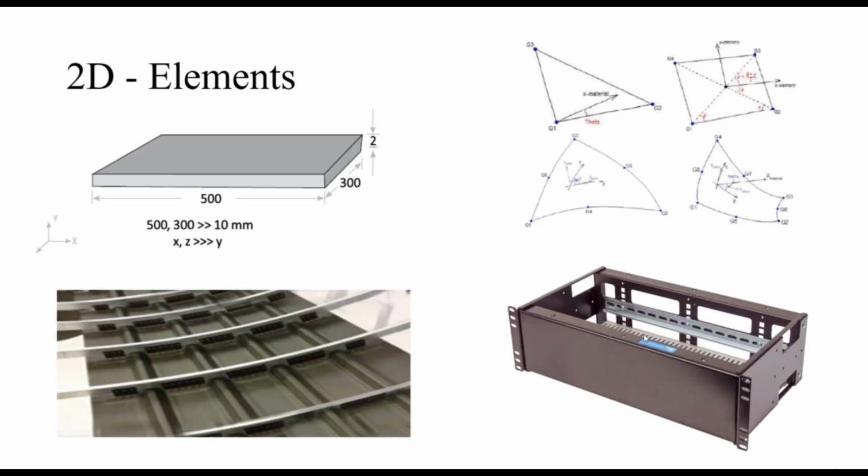Then coming to the second one, here see the length dimension is 500 and the width dimension is 300, but the thickness is 2.